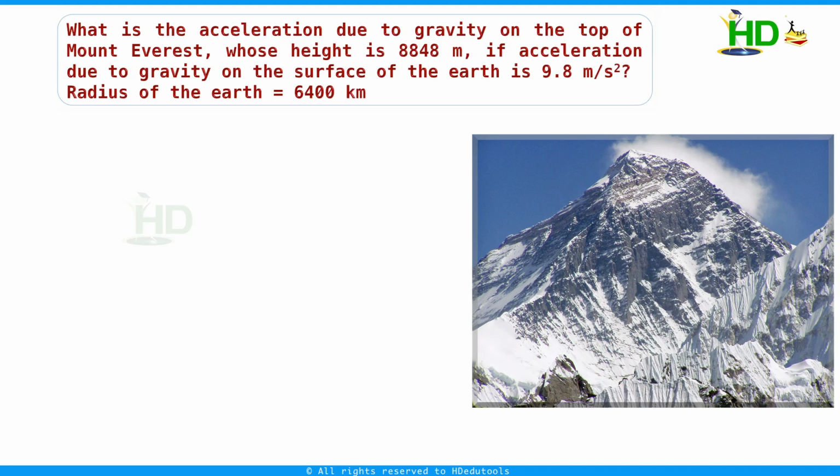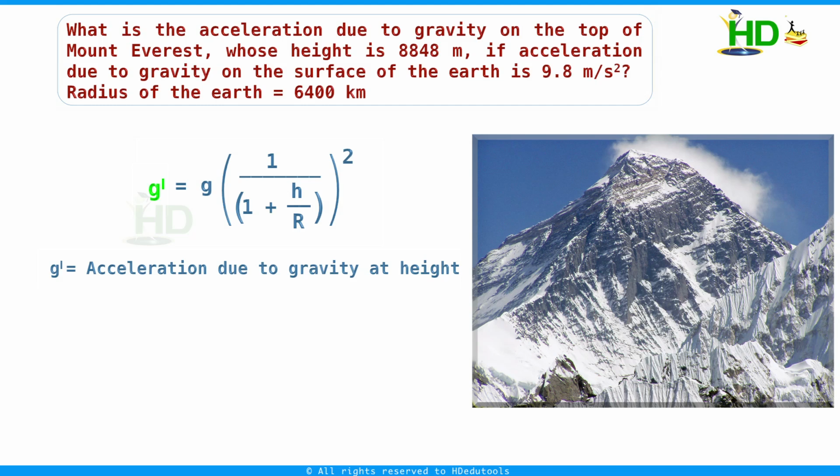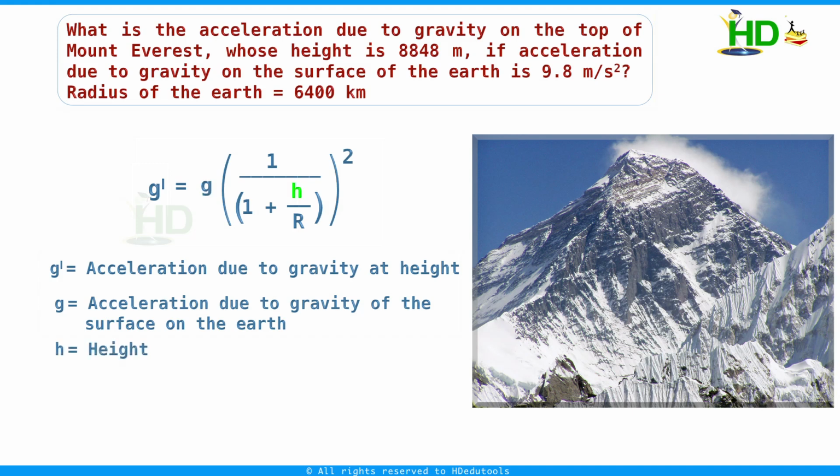Already we know that the acceleration due to gravity at some height is given by g prime equal to g divided by (1 plus h by r) whole square, where g prime is the acceleration due to gravity at that height, g is acceleration due to gravity on the surface of the Earth, h is the height and r is the radius of the Earth.